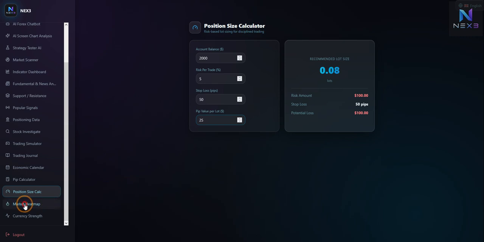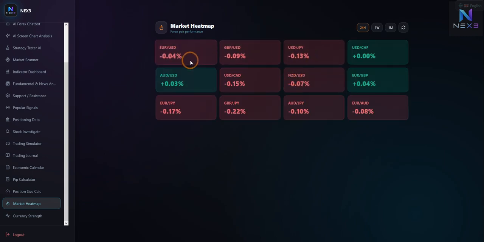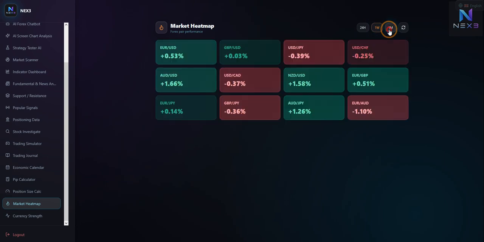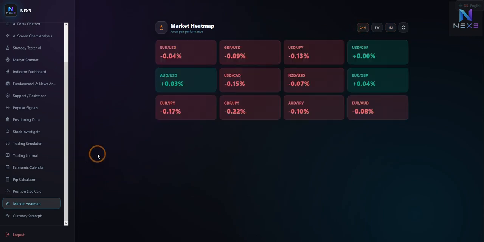Market Heat Map. The Market Heat Map gives you a bird's-eye view of the entire Forex market in a single glance. It visualizes price changes across dozens of currency pairs and time frames. Pairs painted in green indicate upward gains, while red indicates losses. It is an incredibly powerful tool for spotting macro trends and finding which currencies are currently moving aggressively across the board.